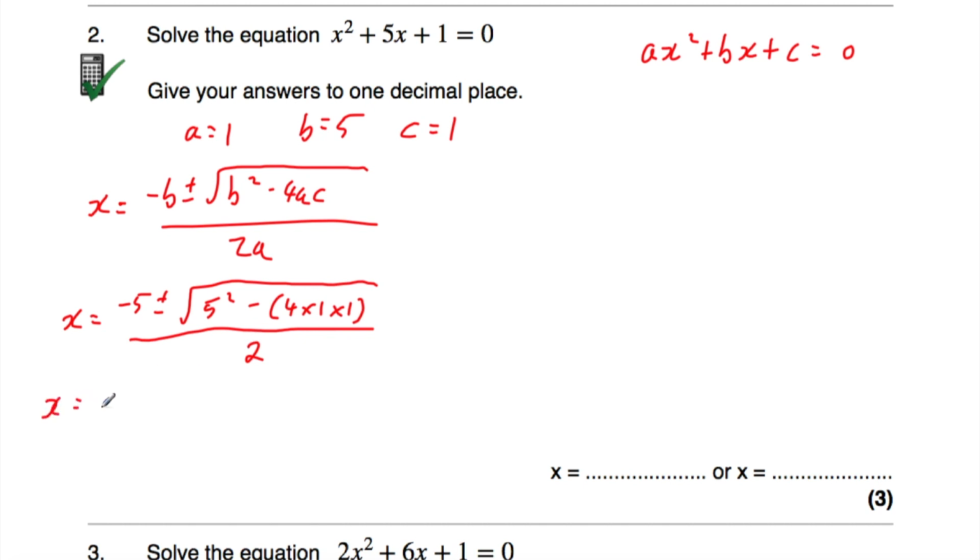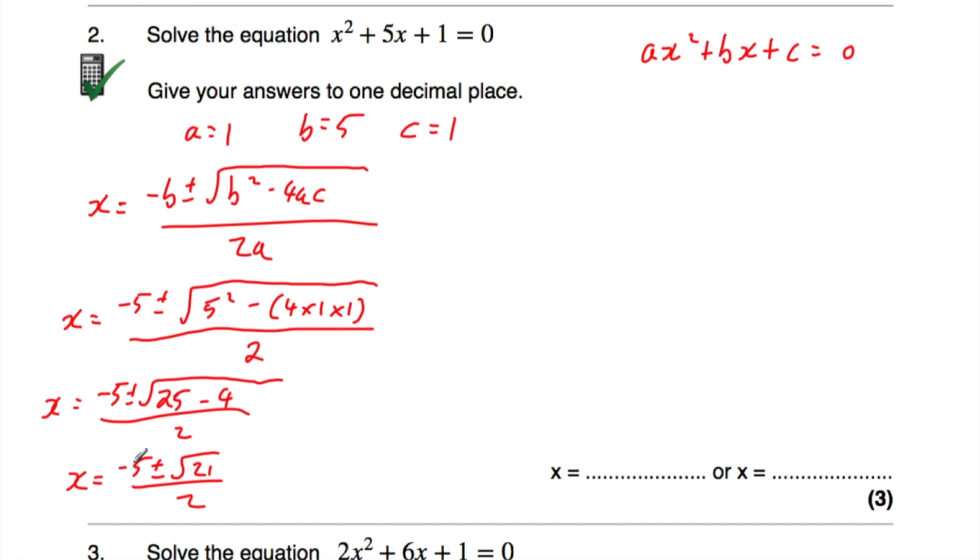So x is equal to minus 5 plus or minus the square root of, so let's focus on the bit under the square root sign. So we've got 5 squared, that's 25, and then we've got subtract 4 times 1 times 1. So 4 times 1 is 4 times 1 is 4, so subtract 4, all divided by 2. So we've got x equals negative 5 plus or minus the square root of 25 minus 4 over 2. Now 25 minus 4 is 21, so x is equal to minus 5 plus or minus the square root of 21 over 2.